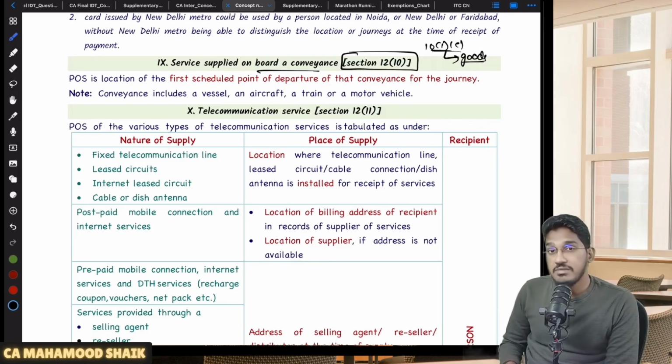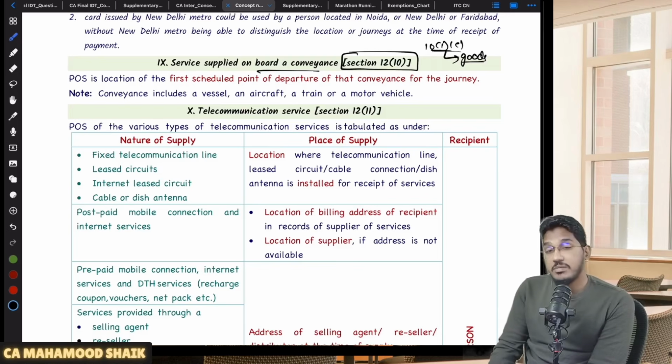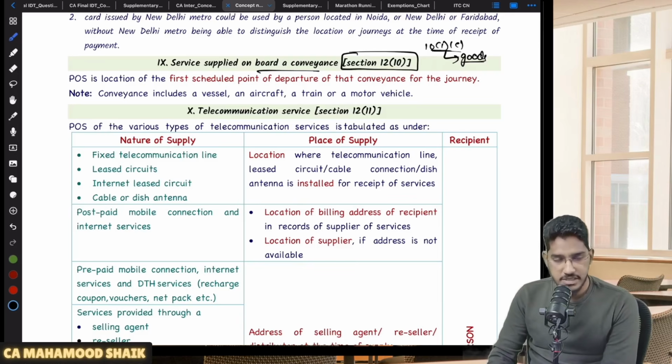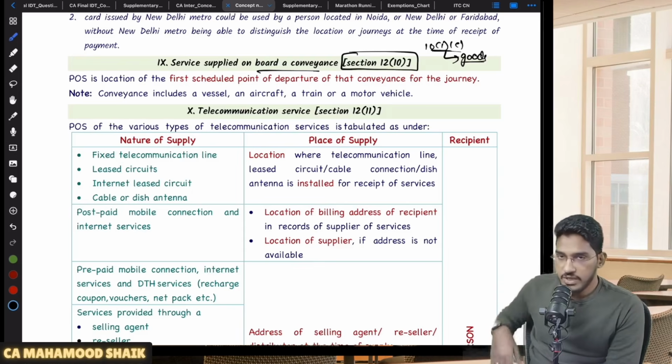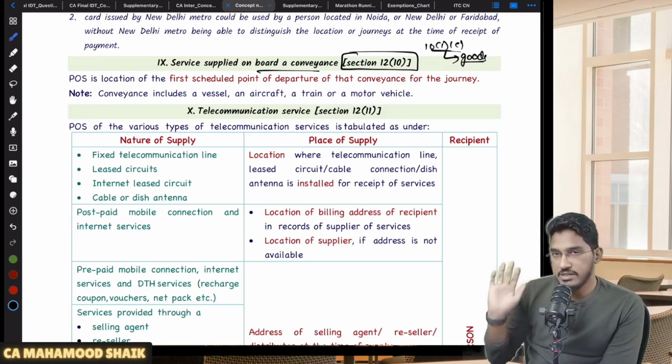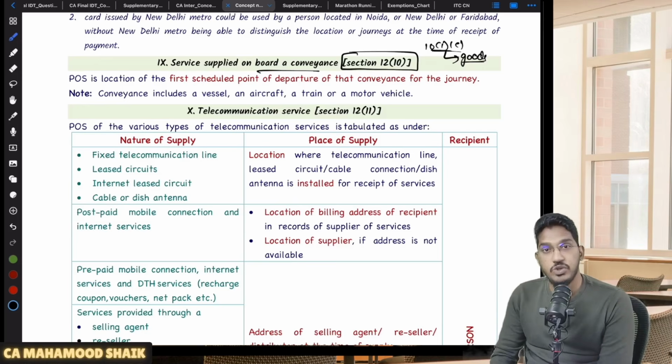But if the services are supplied on board a conveyance, then how to determine the place of supply? Sir, what do you mean by services being provided on board a conveyance? Let us say, for example, you have boarded a flight. You are getting bored and you want to watch a movie. Generally this will be available in business class flights. In front of you there will be one screen, and if you want to watch a movie, they will ask you to pay some money, some 49 rupees or 99 rupees.